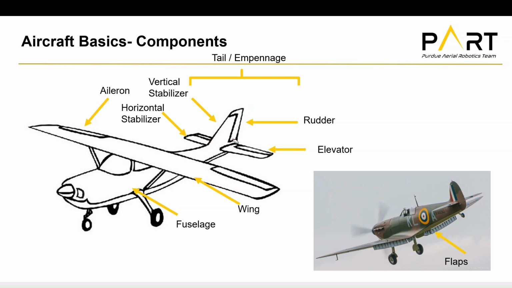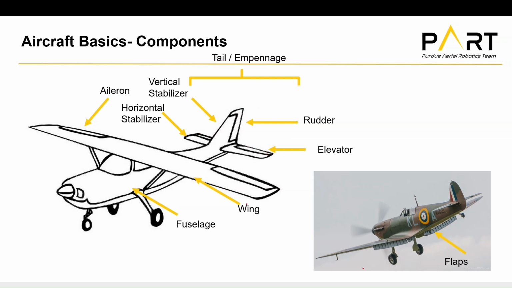Now, these often get confusing. Some people call the entire vertical stabilizer the rudder. That is not true. The rudder is only the movable control surface at the back. And some people call the entire horizontal stabilizer the elevator. That is also not true. The elevator is just the movable control surface back here. These two will deflect up and down, and we'll get into that.